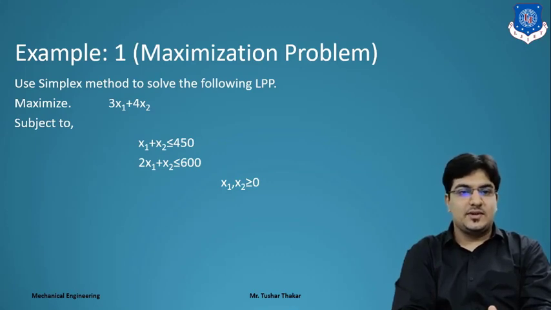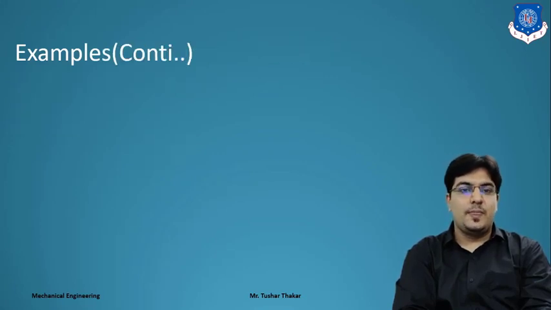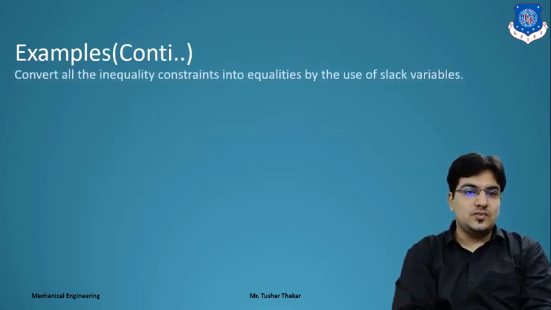Same example: maximize 3x1 plus 4x2, subject to x1 plus x2 less than or equal to 450, and 2x1 plus x2 less than or equal to 600. So what is the solution?